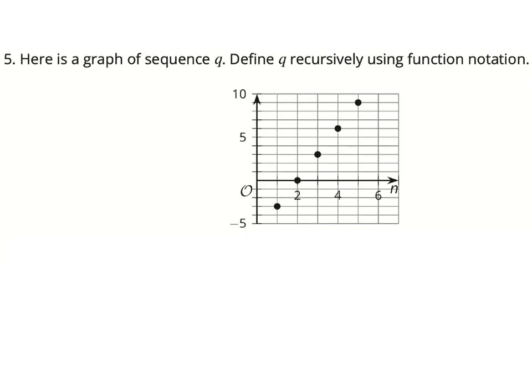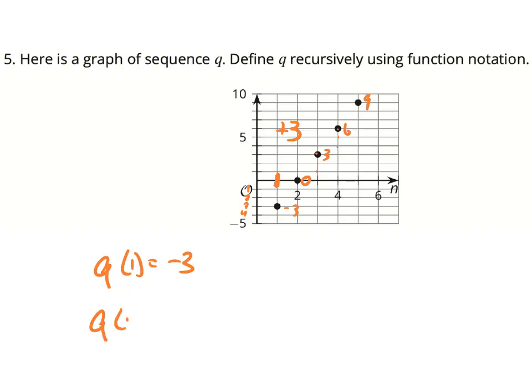Okay, here's a graph of the sequence Q. Let's define it recursively. So the first thing we're going to do is find the numbers. So this is -3, 0, 3, 6, 9. Okay, so this is going up by 3. So this is plus 3. So our first term is 1. So Q of 1 is -3.